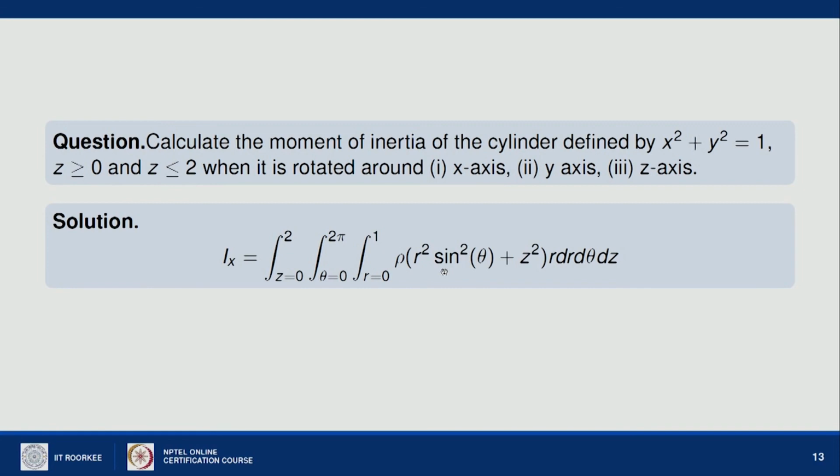If I need to calculate Iy, the only change will be that sin square theta will become cos square theta, because it will be x square plus z square. So, x will be r cos theta. And Iz will be r square sin square theta plus r square cos square theta, so r square I will take common. It will become rho r square times r dr d theta dz. In this way we will solve this particular example.